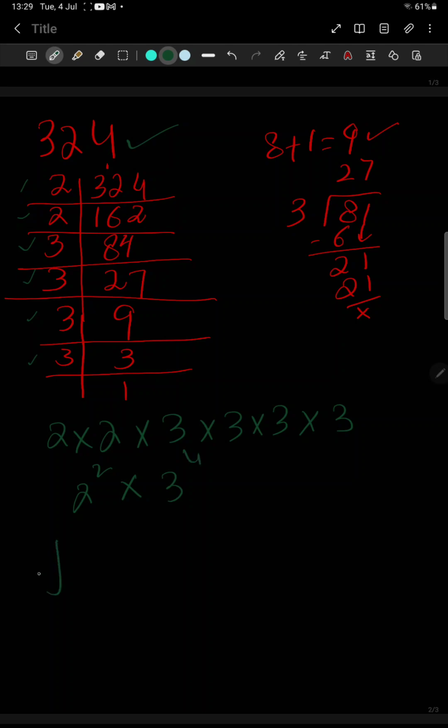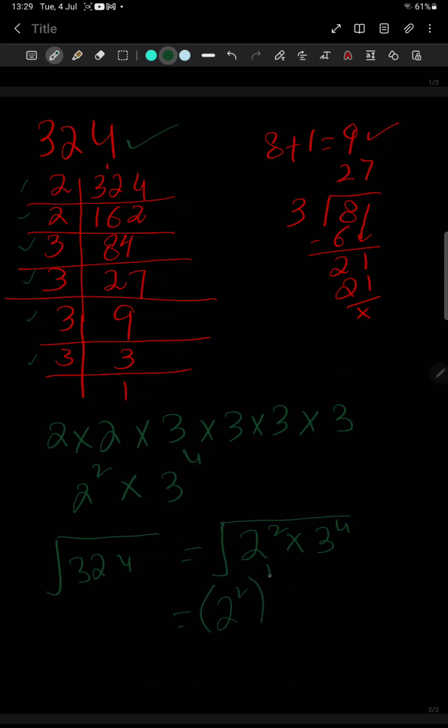Now we are going to find out the square root of this number, 324. Instead of writing 324 inside the square root sign, now we will write the prime factorization of this number. We will write 2 raised to power 2 and 3 raised to power 4. Now we know very well that the radical sign means the power is 1 by 2. So we will write over here 2 raised to power 2.